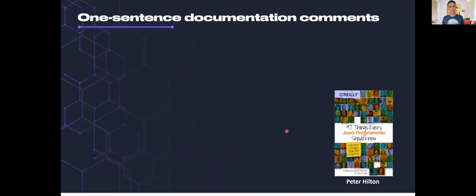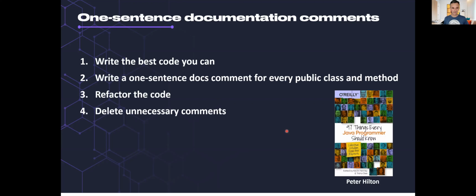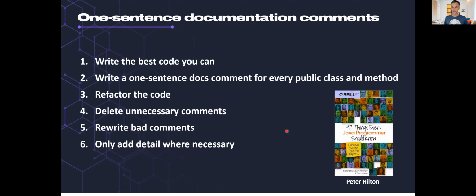It's called one-sentence documentation comments, from the book 97 Things Every Java Developer Should Know, by Peter Hilton. He created one algorithm that you can use in such places. You write the best code you can, and write a one-sentence doc comment for every public class or method. You then refactor the code, delete unnecessary comments, rewrite all of the bad comments you saw, and only add detail where necessary. This will leave you with only those code comments which are really needed, and you will have comments only where they are intended to be.